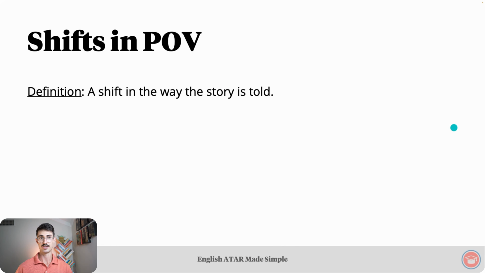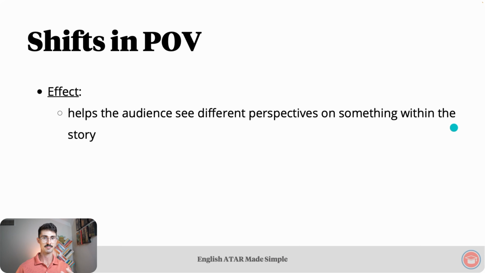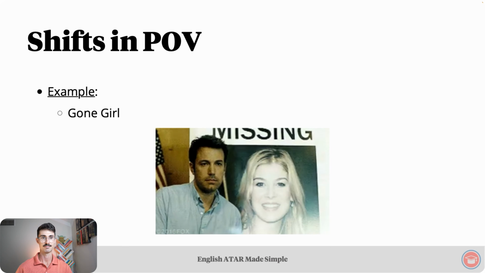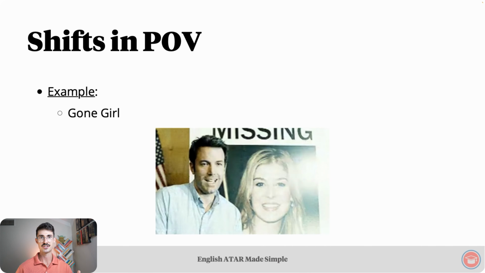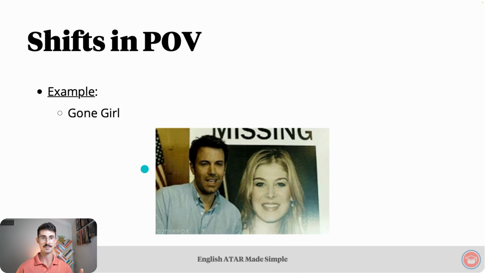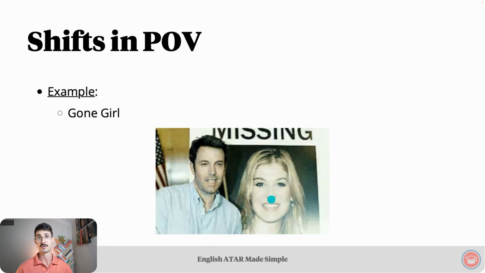Shifts in point of view. Definition: a shift in the way the story is told. Effect: it helps the audience see different perspectives on something within the story. Example, Gone Girl. This is a pretty big example. The perspective shifts between Nick, who's Ben Affleck, and Amy, who's Rosamund Pike.